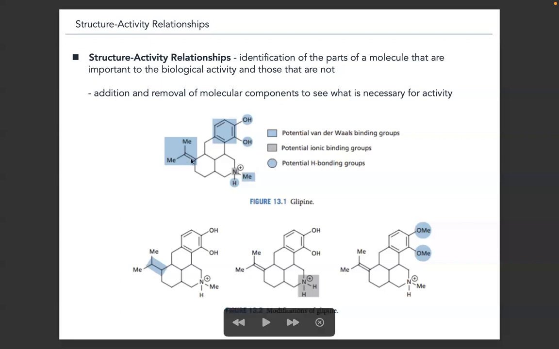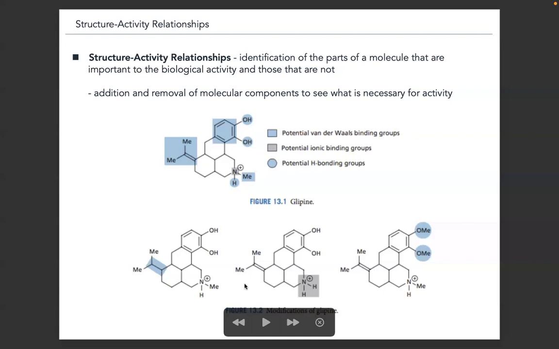And so this is a good example, right, with glypine here. So you have the starting molecule, right? A few things that you should automatically be able to identify: it has some van der Waals types of interactions that it can make, right? Some more van der Waals up here, maybe some even in this core structure. And then it has some hydrogen bonds and hydrogen bond donors and acceptors here in these phenols, right? And then it has this charged amine, right? Which is also going to play a role in binding.